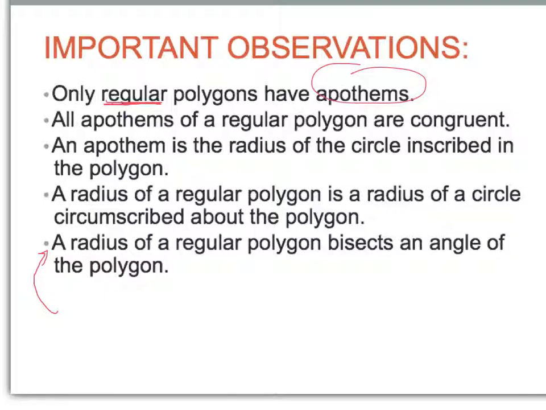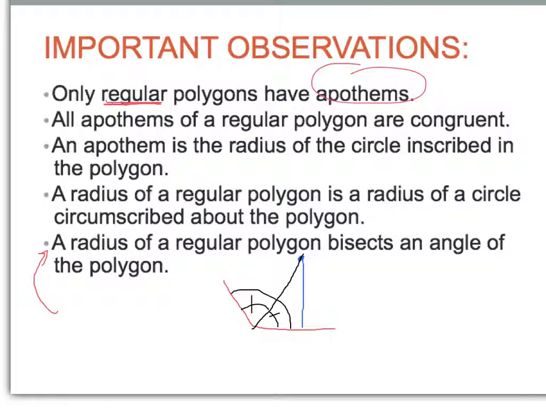A radius of a regular polygon bisects an angle of the polygon. Let's say I have the angle here of one of my polygons. The number of sides this polygon has is not important right now. I just want to focus on the radius and the angle. If this is the center of my polygon, this would be my apothem. And it's saying that the radius, I'll draw it here in black, bisects this angle.